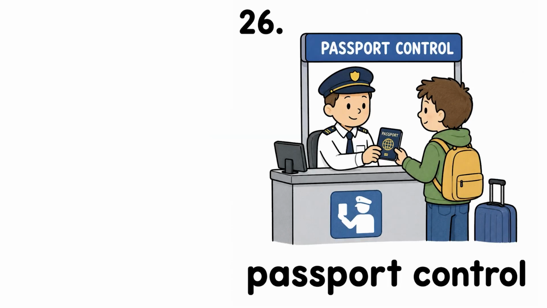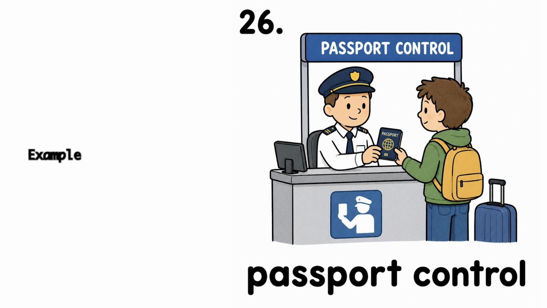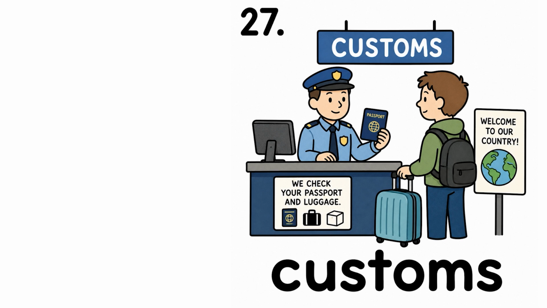Word 26. Passport control. Passport control is the place where people check your passport. Example. We go to passport control. Word 27. Customs. Customs is the place where officers check what people bring into a country. Example. We go through customs.